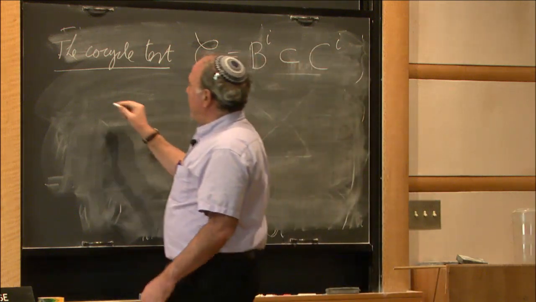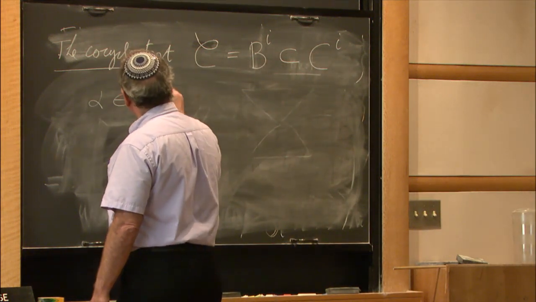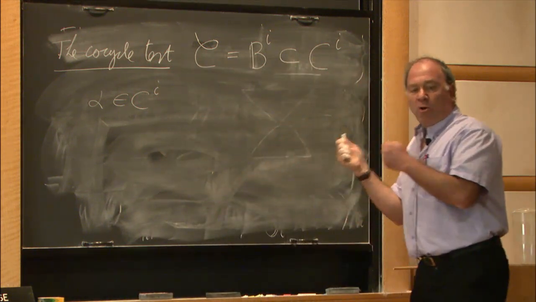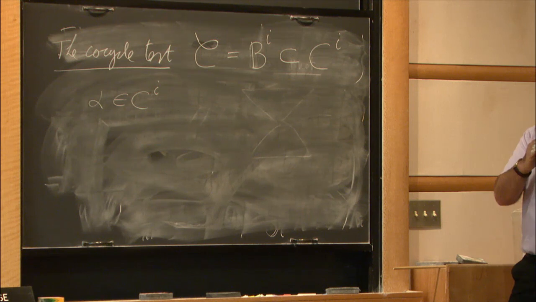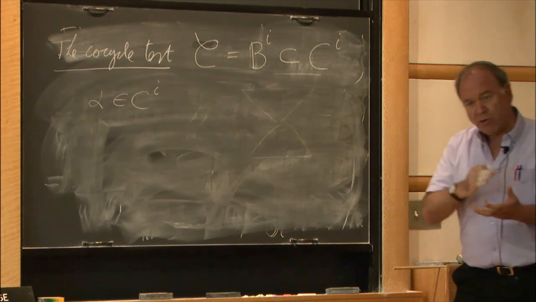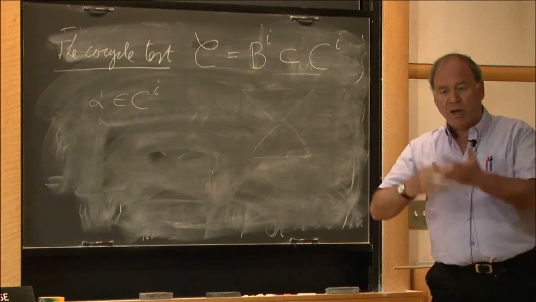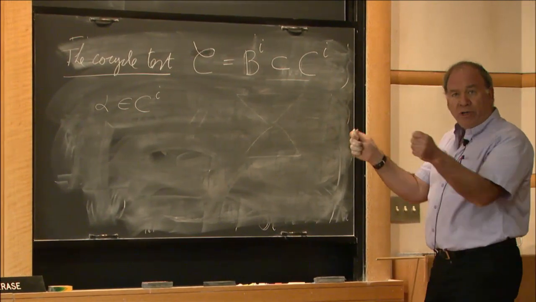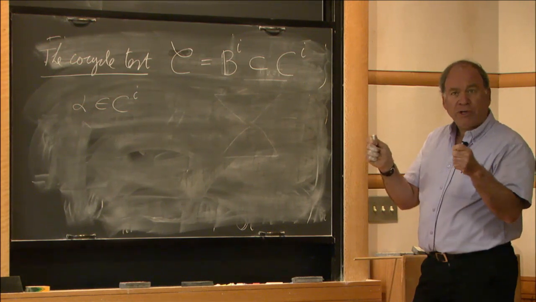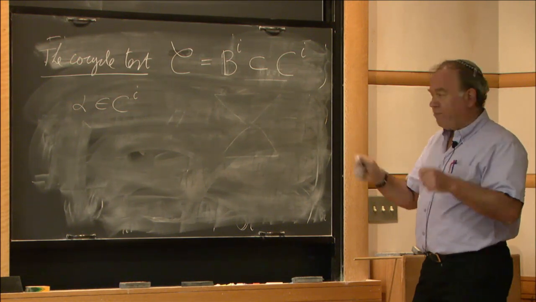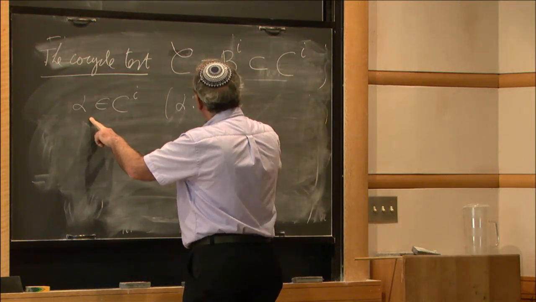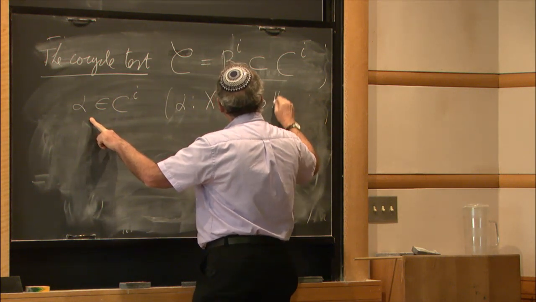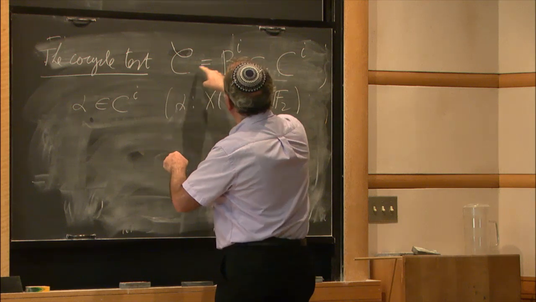So what does it mean? I'm taking alpha now, which is in CI, and I want to check, is it a co-boundary or not? So for a subspace, we want to check, are you inside? Now, that's not so easy to check, because to be a co-boundary, you are the image of something. I am allowed to look only at a bounded number of bits. What are the bits? Alpha, remember, is a function from Xi to F2, and I have to decide if alpha is inside Bi.